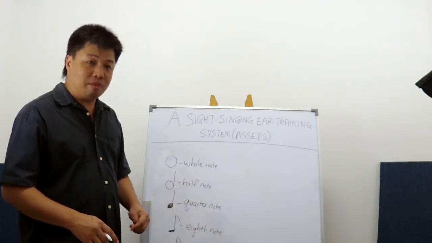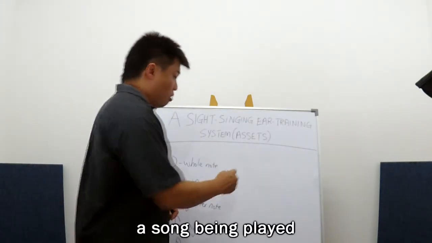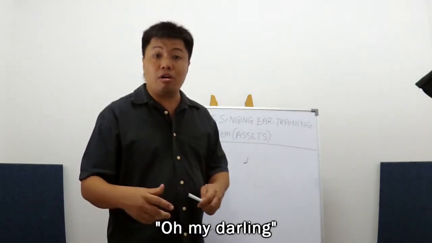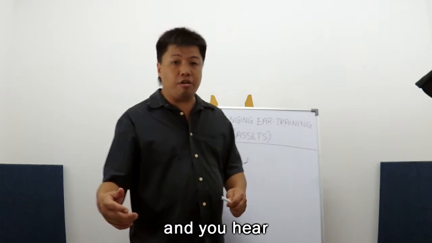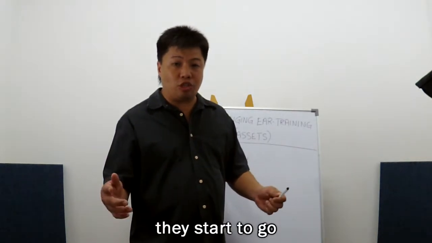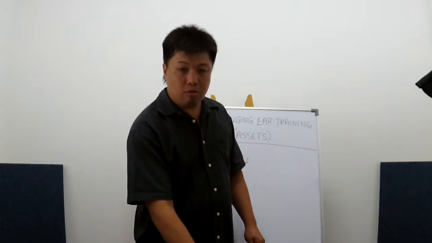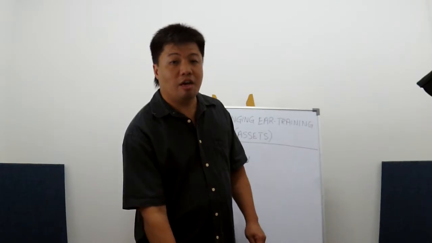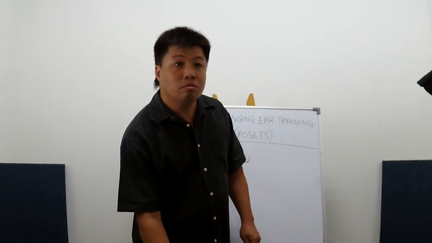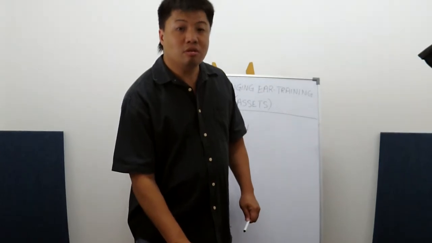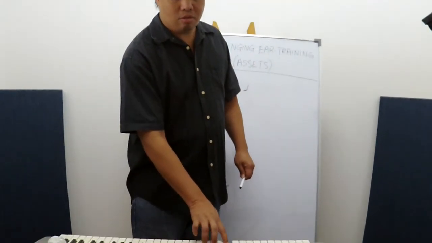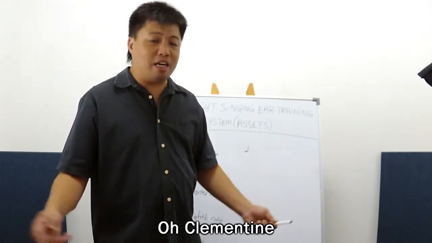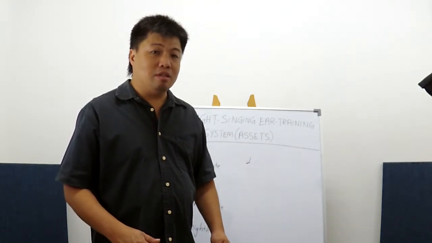Many times when I hear a song being played, like "Oh Clementine," that song, "Oh my darling," and you hear some people who see the notation, they start to go, and when they're not sure, they start to, which, okay, it sounds like "Oh Clementine," but is that the correct rhythm?